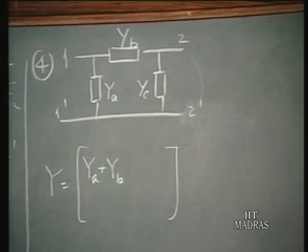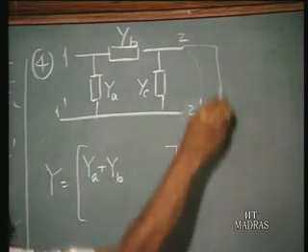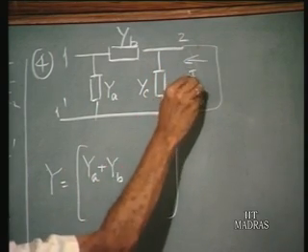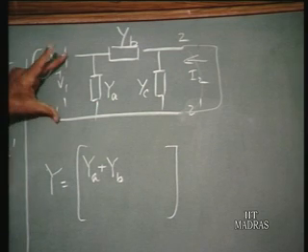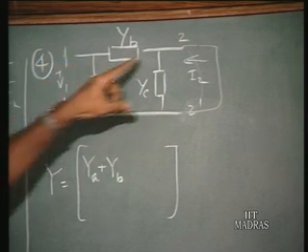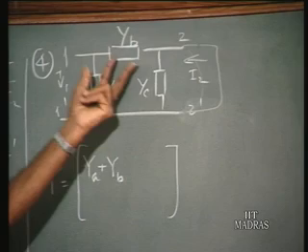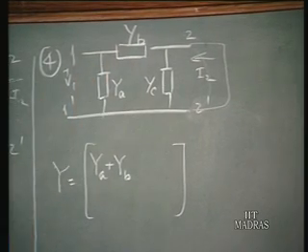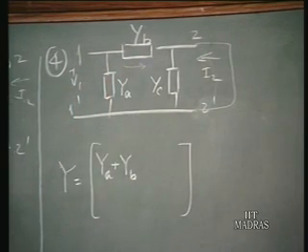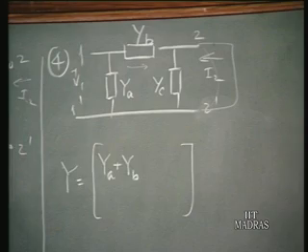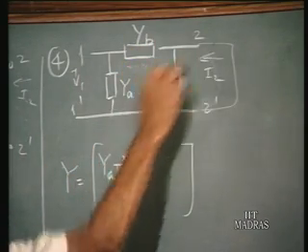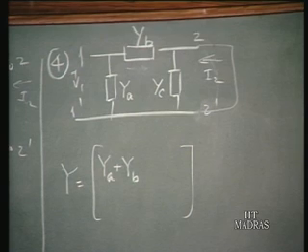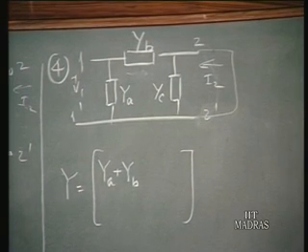Now, what is the current in port 2 when it is shorted? What is I2 in terms of V1? When you have applied voltage V1 and short circuit these terminals, this entire V1 appears across YB. So the current in this direction is V1 times YB. But our reference direction for current I2 is in the opposite direction. Therefore, I2 divided by V1 turns out to be minus YB. Therefore, this will be minus YB.